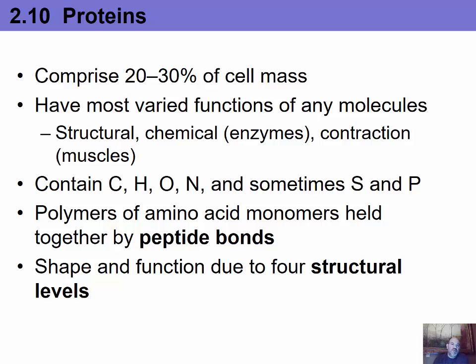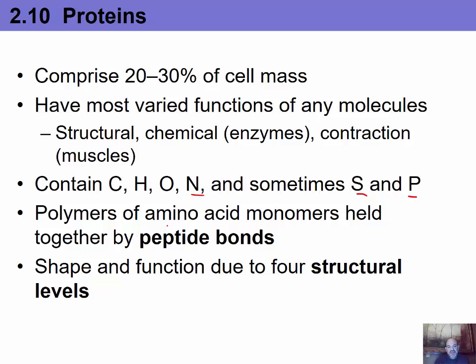So we're going to explore proteins now, and proteins are biomolecules that comprise 20 to 30% of the cell's mass. They have the most varied functions of any molecules. They include structural, chemical like enzymes, which help with reactions, and contraction. They contain the elements carbon, hydrogen, oxygen, and nitrogen, and sometimes sulfur and phosphorus.